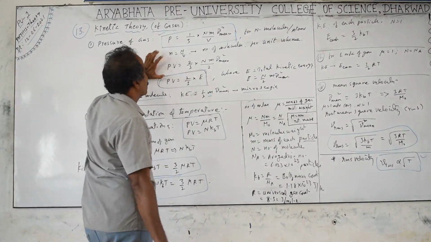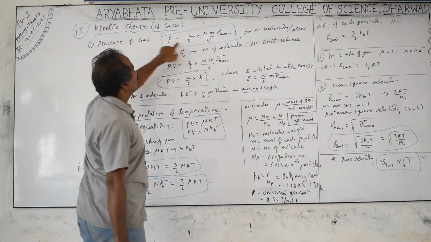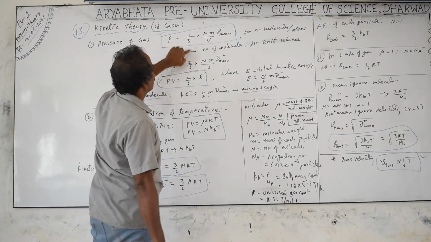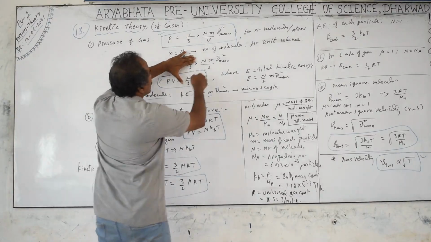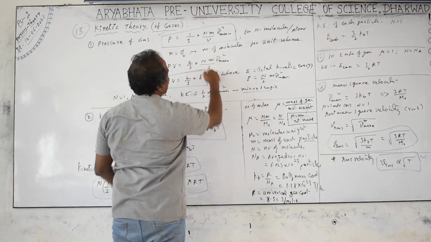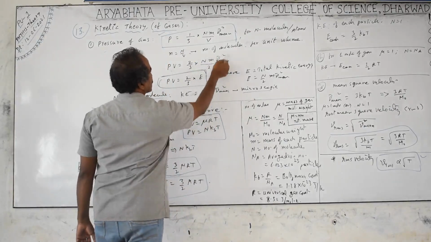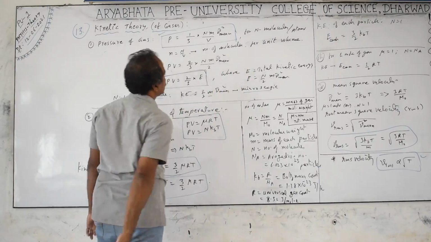Density means mass by volume. Number density means number by volume. And taking this P into V by cross multiplication, we will get this equal to 1/3 N m v mean square. Multiplying by 2/2 to get the kinetic energy expression, what you get is 2/3 into N times m v mean square by 2. This is nothing but half m v square, the kinetic energy of the gas.